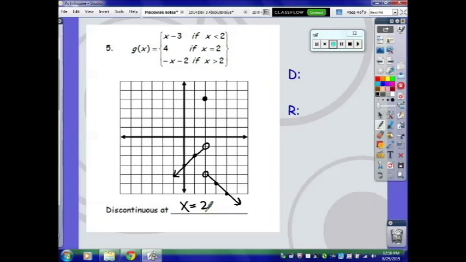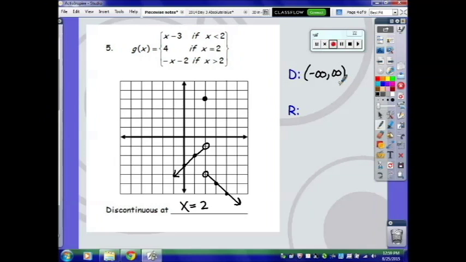All right, add your domain and range. It wasn't on your notes, so let's add that to it, domain and range. All right, notice our domain here, even though we have that discontinuity here at 2, we still cover all the x values. So that means our domain is all reals. So negative infinity to positive infinity. All right, how about our range? That's going to be a little bit more complicated.